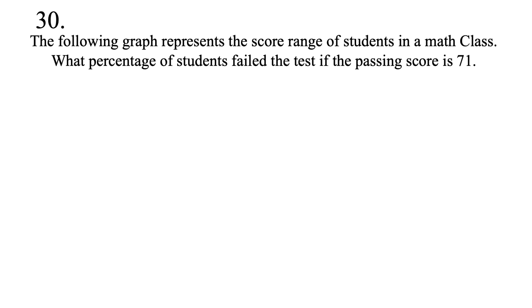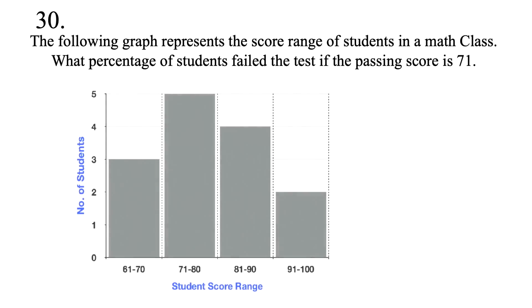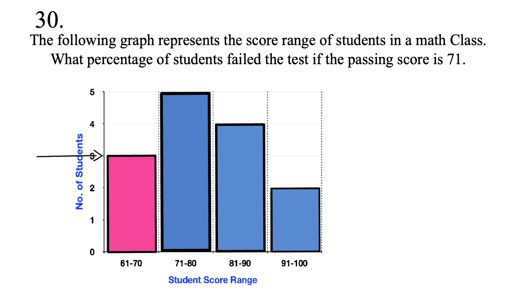Question 30. The following graph represents the score range of students in a math class. What percentage of students failed the test if the passing score is 71? Please, it's very important you master how to find percentages, especially from graphs. From the graph, we can see that 3 students scored 61 to 70. All the other students scored 71 or above.